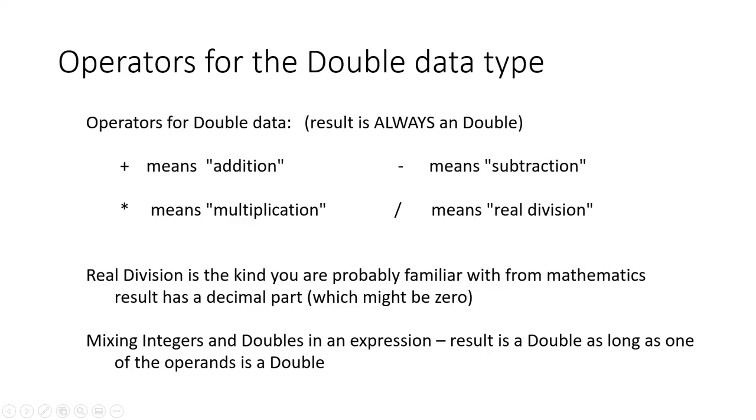Okay, for the double data type, there is no remainder operation. There's only 4 operators, and slash means regular division or real division. So it's the kind you're probably familiar with from mathematics. The result will have a decimal part. And so if the data being operated on are doubles, the result is always a double. And you can mix integers and doubles in an expression. The integers are converted or promoted to a double, and then the result is a double. So as long as one of the operands, the values being operated on, is a double, the result of an expression is a double.